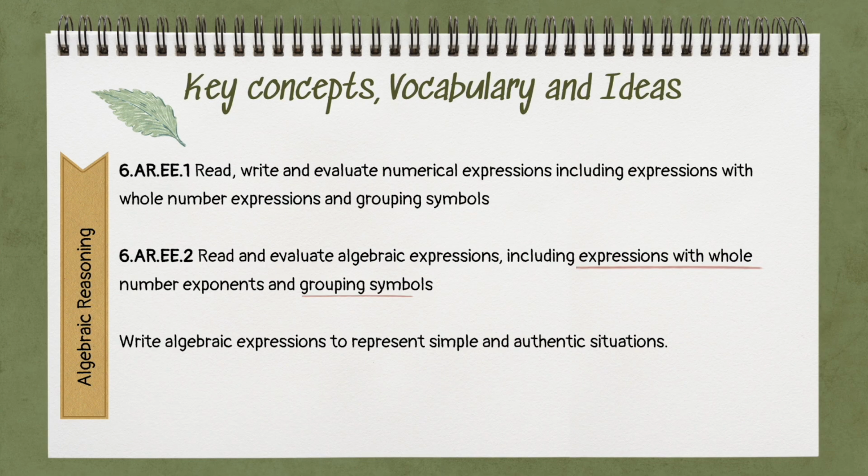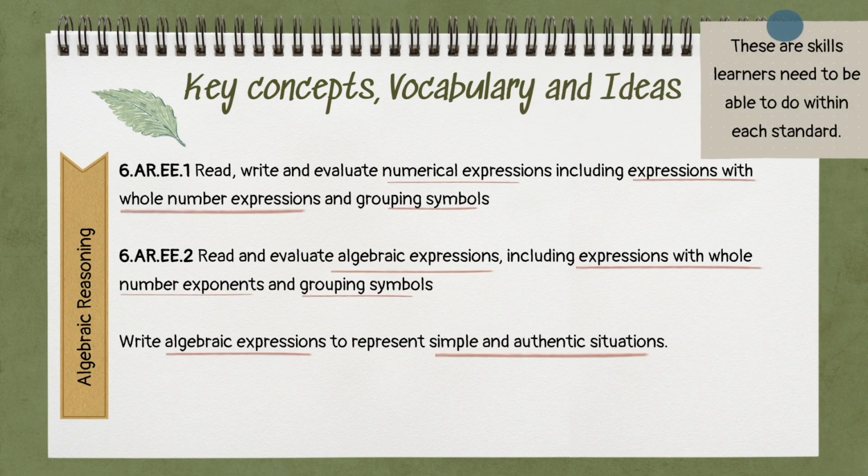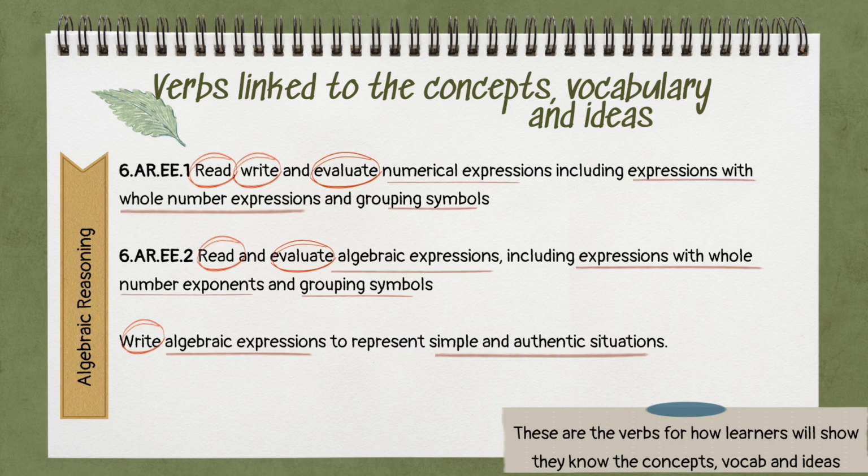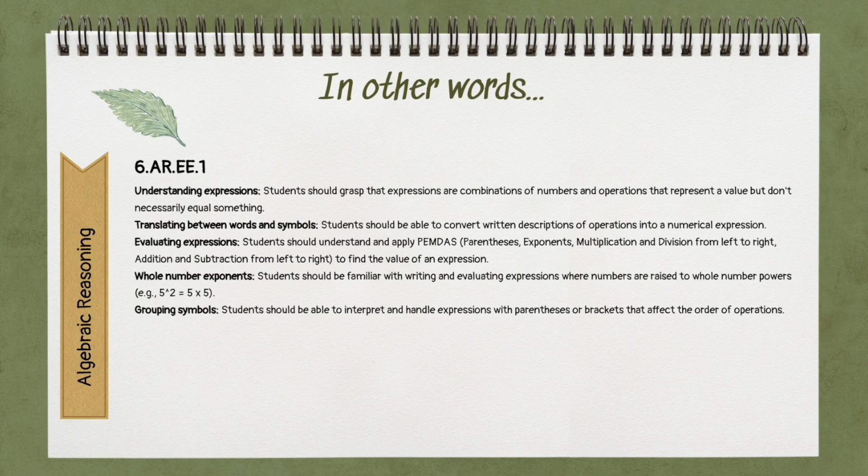Now we're moving into the category of algebraic reasoning, but within the subcategory of expressions and equations. Before moving on, I do have a couple hints here. I do have a couple outlined. Can you underline the other key concepts, vocab, and ideas before moving on? How'd you do? Again, these are skills learners need to be able to do within each standard. How about those verbs? Right, we've got reading, writing, and evaluating. And then, in other words, the main ideas and vocab and how we're going to show them.